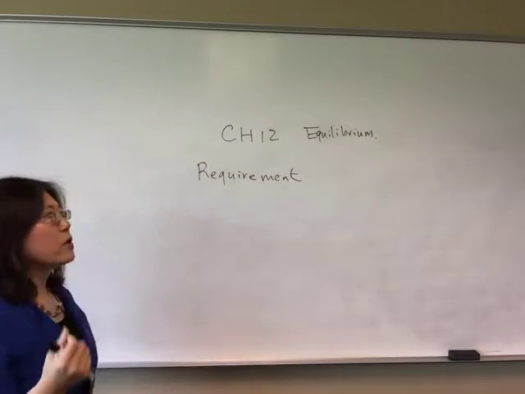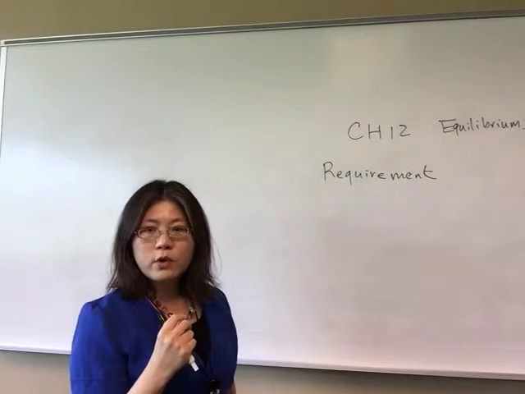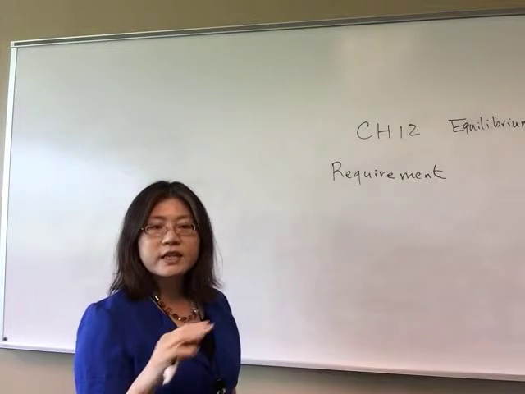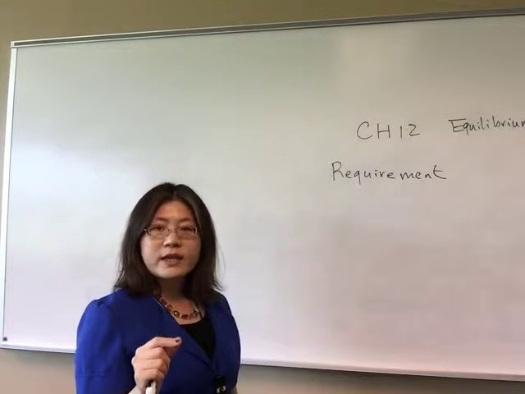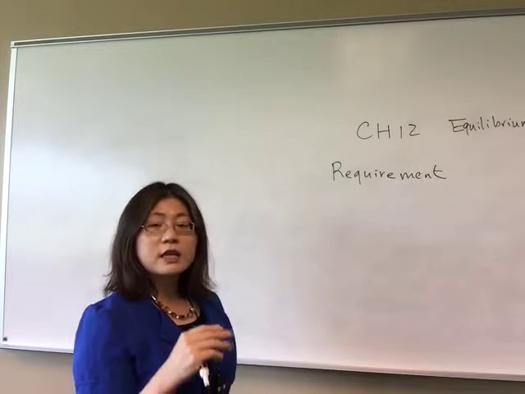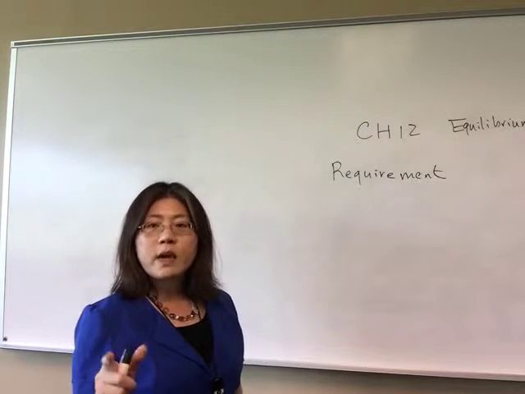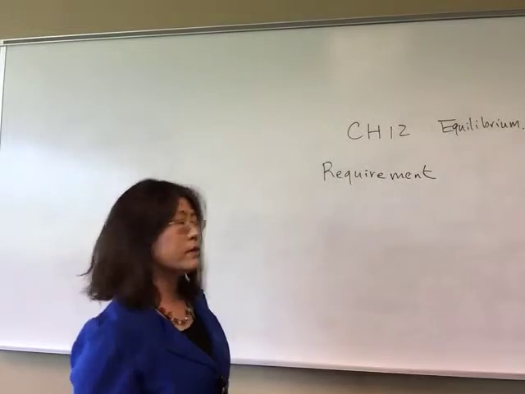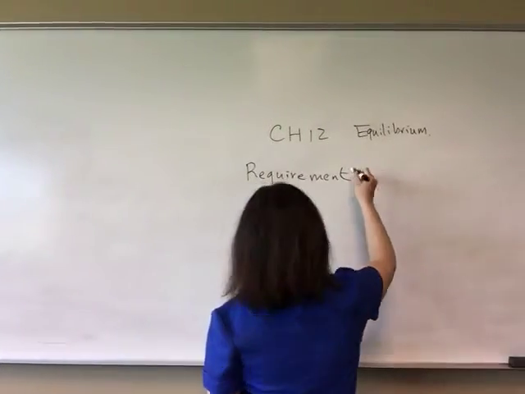And when we talk about equilibrium, there are two different equilibria. One is static, which means that it's not moving, and the other one is dynamic equilibrium, which means that it is moving, but it still maintains its equilibrium state. Okay. So what are the requirements?